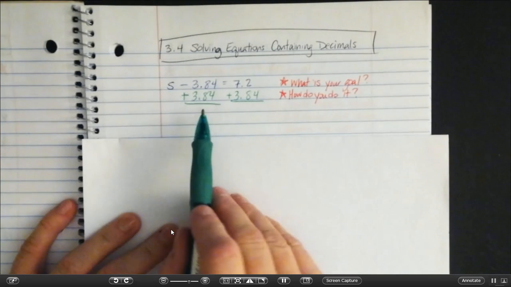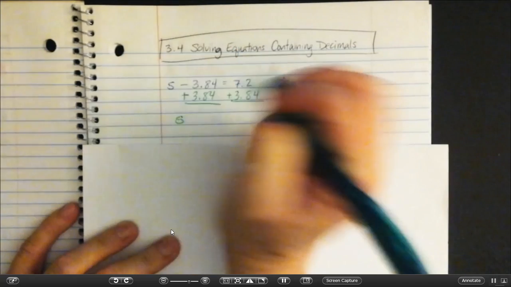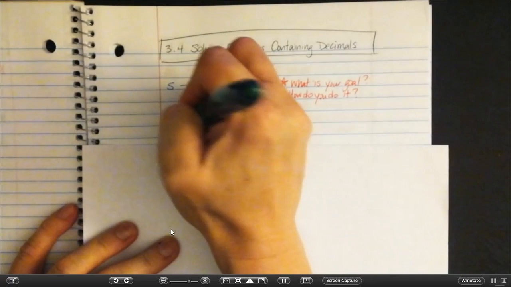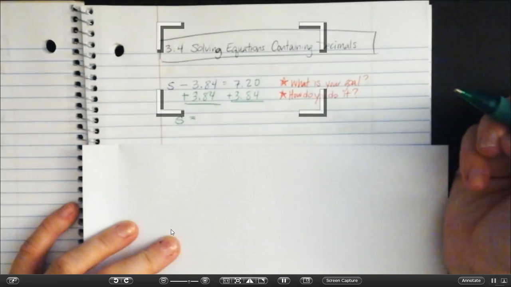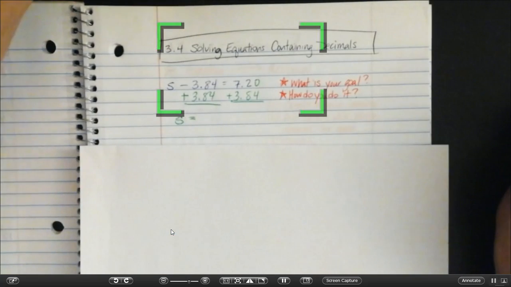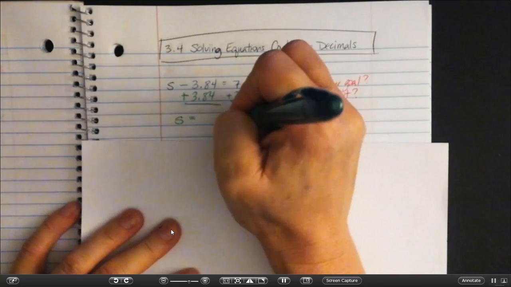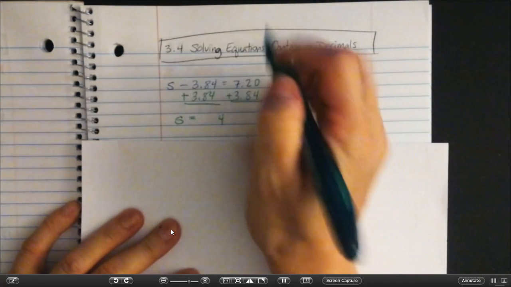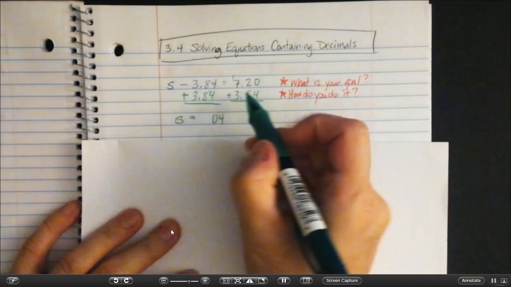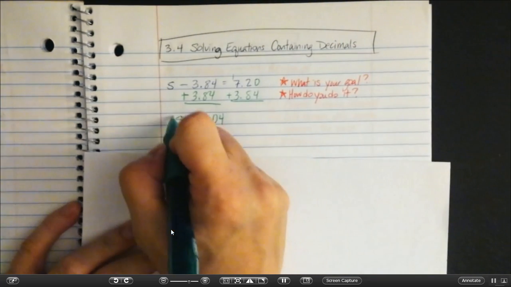So when I add 3.84 to negative 3.84, I get 0, which leaves s by itself. And then I'm adding 7.2 and 3.84. I can add a 0 there if I want to. And when I add, I get 4. I'm going to scooch it over a little bit so it's near here. And then 10, carry the 1, 8, 11, and the decimal point goes right there.